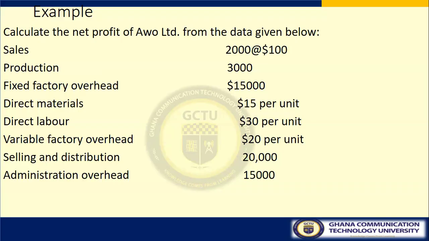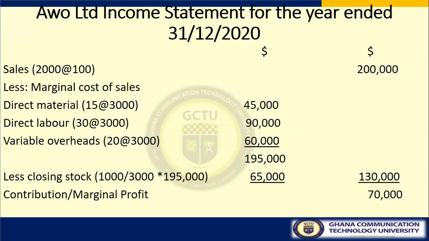Direct labor, $30 per unit. The variable factory overhead, $20 per unit. Selling and distribution, $20,000. Advertising overhead, $15,000. So this is the solution to our question.